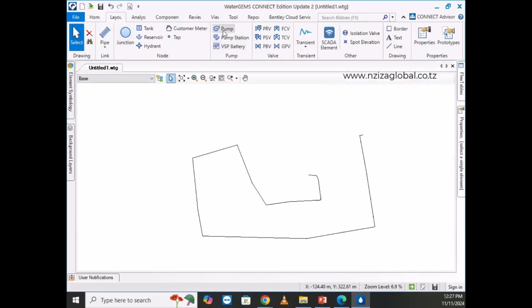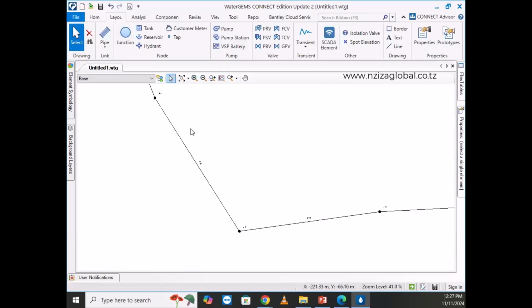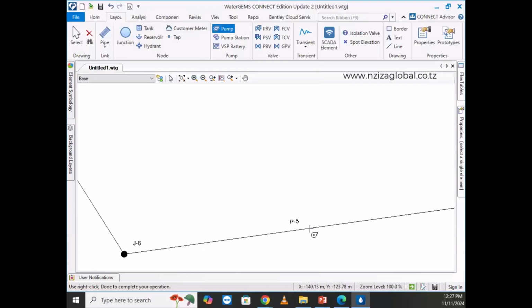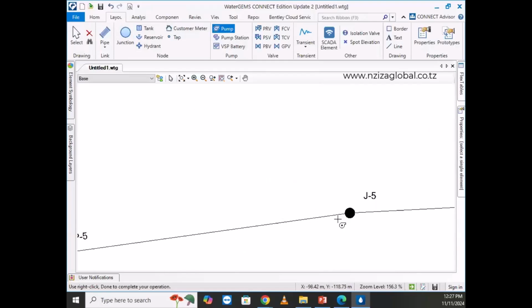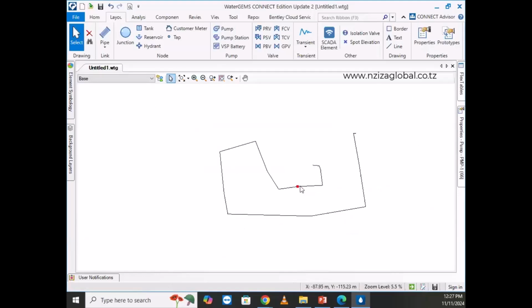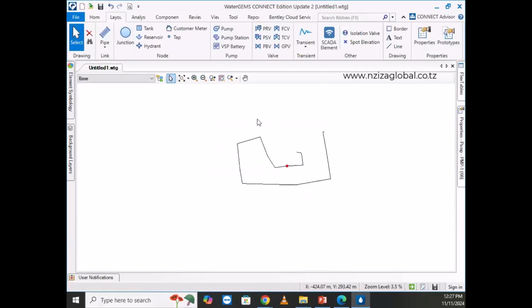So for the pump also, if for example you want to add the pump, you just go on it. You can pick it here in between the pipe, or even on a node. You get it? The tank is gone. So then, this was a way of showing you the layout.